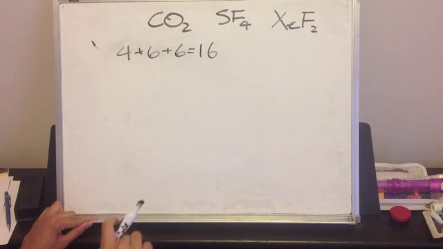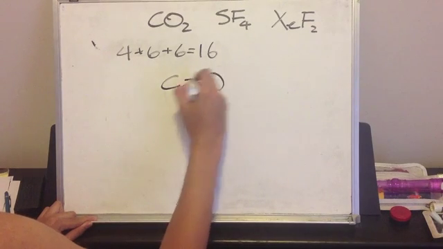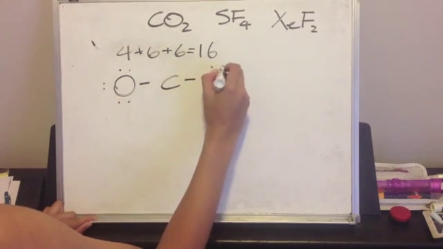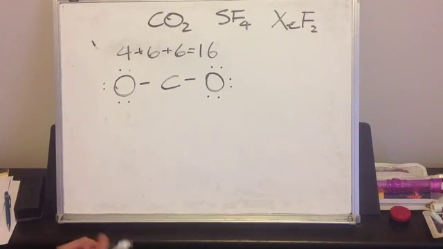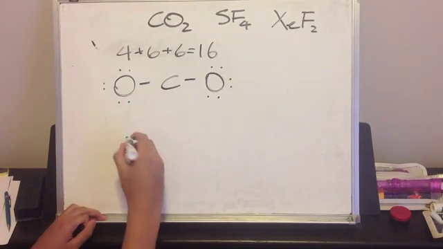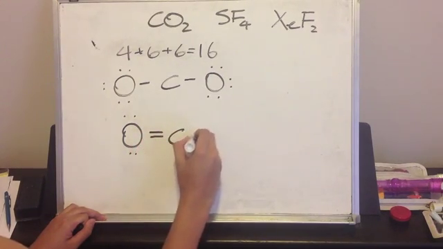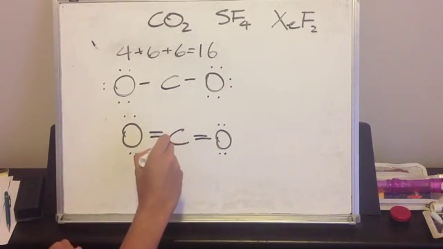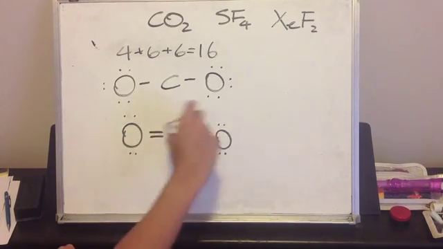To draw the Lewis dot structure, we'll first draw our central atom, and then add the oxygens, and then we'll add the electrons. That's 16 electrons, but we need to follow the octet rule, so we need to form some double bonds. We'll get this, and as you can see, carbon has 8 electrons surrounding it. Each oxygen also has 8 surrounding it.